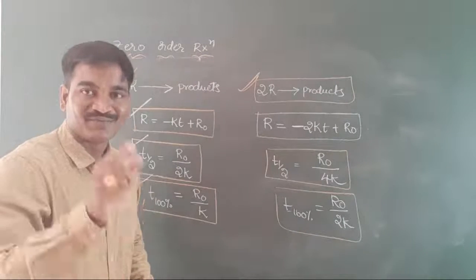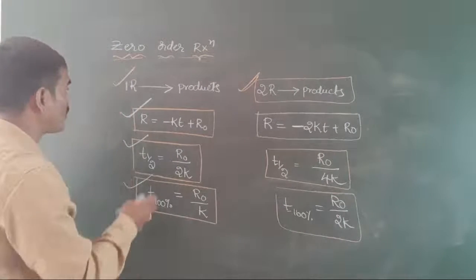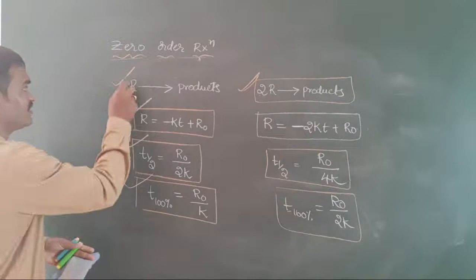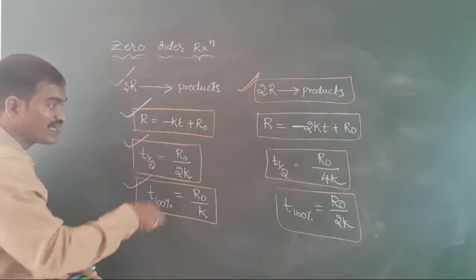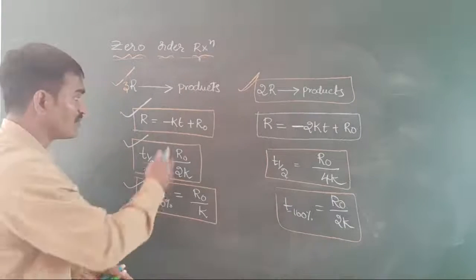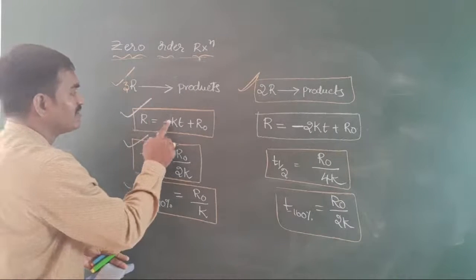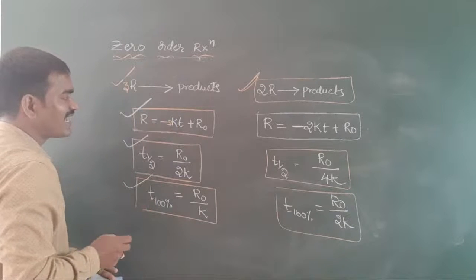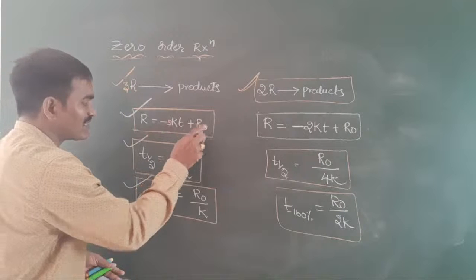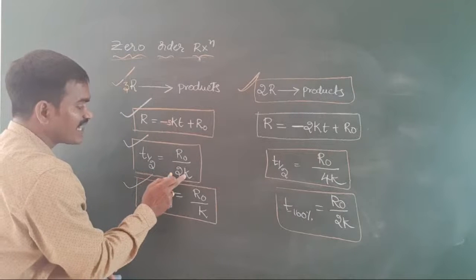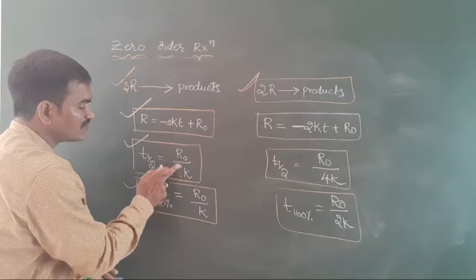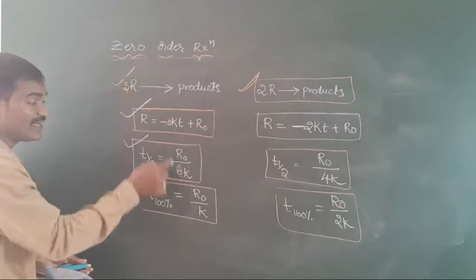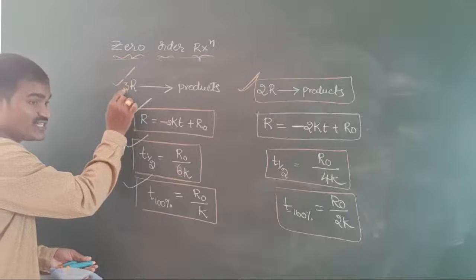For example, now you see one more point. For example, in case they gave 3R here, these formulas are not possible. We should not use these formulas. What do we have to do, sir, then? Very simple. With that 3 you have to multiply this k: minus 3kt plus R naught. And here 3k into 2 will become 6k. So here why am I changing all this? Because of the coefficient.